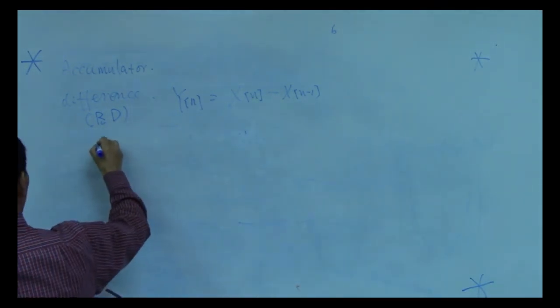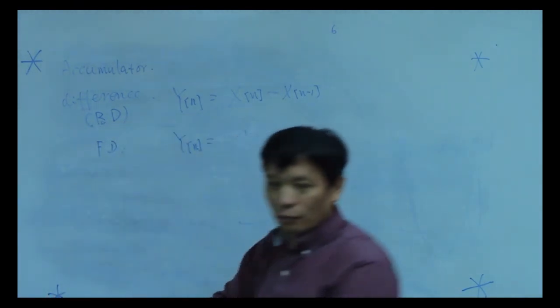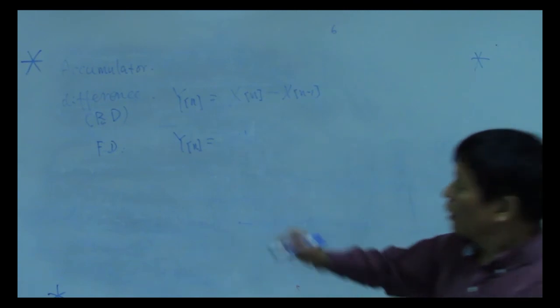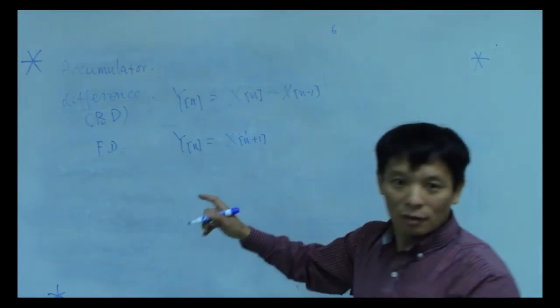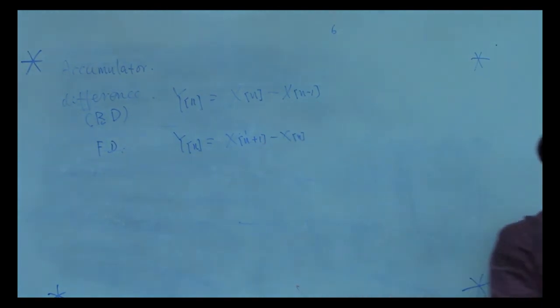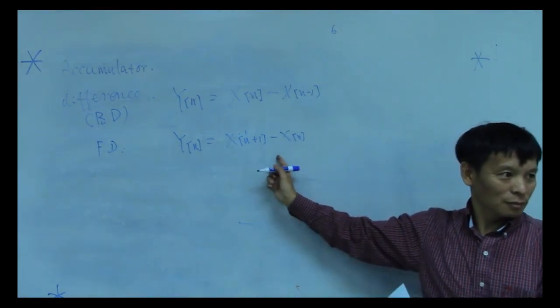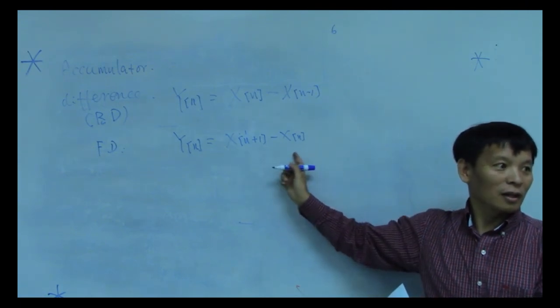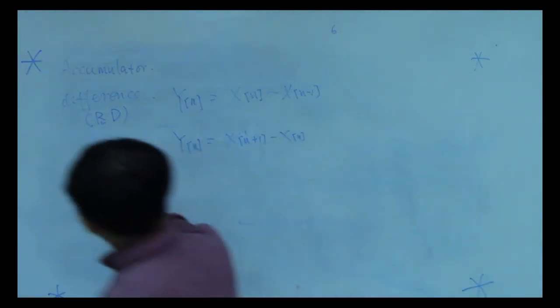The next one is called forward difference. Can you write it for me? x[n plus 1] minus x[n], right? You want the future minus x[n]. Is this causal? No, right? This one is in the future. You need to use the future time minus the present time. So this one is not causal.